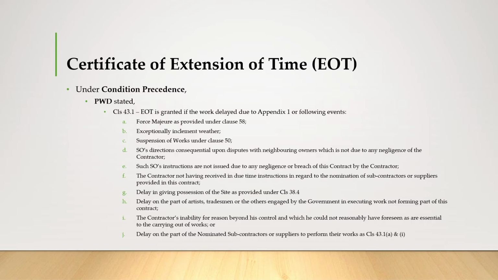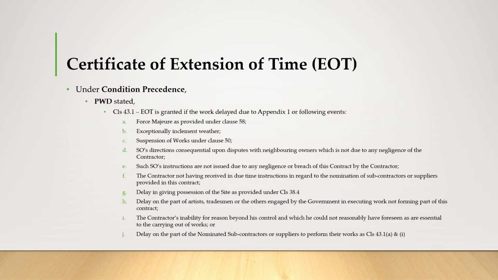not due to any negligence of the contractor, and also that such SO instructions are not issued due to any negligence or breach of this contract by the contractor, and also the contractor having received in due time instruction in regard to the nomination of the subcontractors or suppliers provided in this contract, and also the delay in giving possession of the sites as provided under clause 38.4, and also the delay on the part of the architect, the tradesman, or the others engaged by the government in executing work not forming part of this contract.